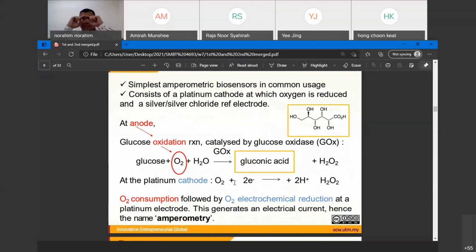In electrochemistry, oxygen and reduction is defined as what? What is the difference between oxidation and reduction in electrochemistry and oxidation and reduction in common chemistry? What is the difference? In terms of electrons, remember? This is very important.